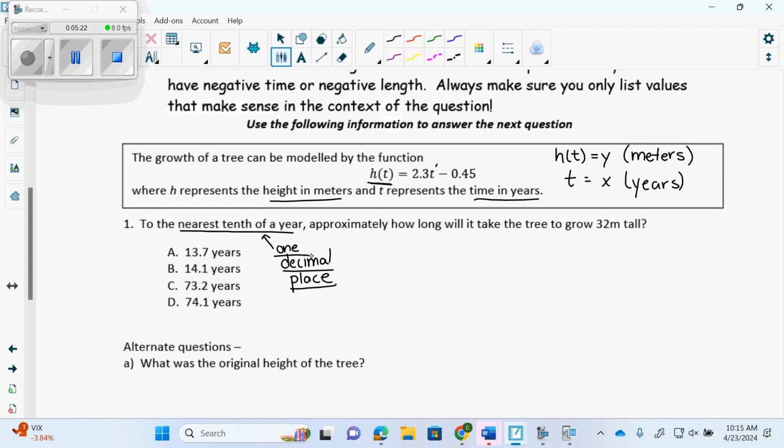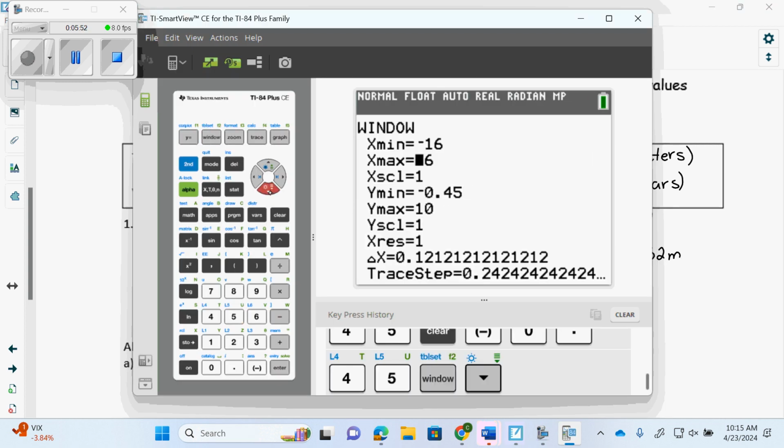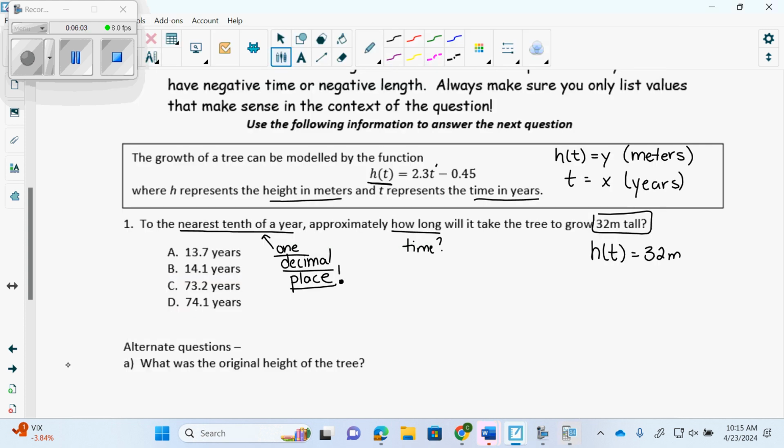I write this to remind myself, 1 decimal place. Approximately how long, that's time, will it take to grow to be 32 meters tall? So that's an h of t. So I go to my window, and I make my y max be bigger than 32. Maybe I make it be 40. Do we agree? We just know it has to be bigger than 32 or I won't be able to calculate this. Okay, let's go back.